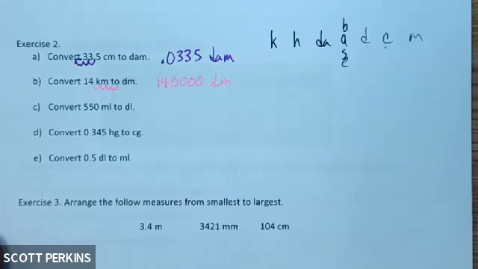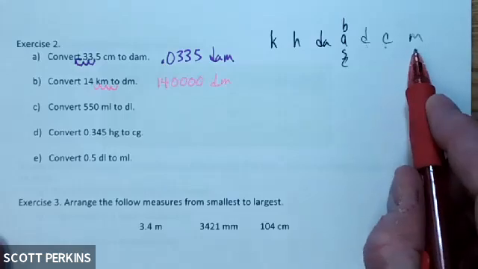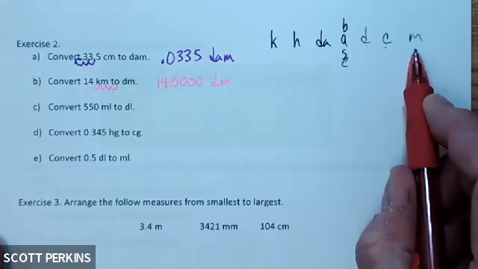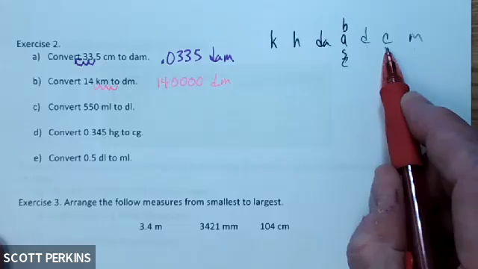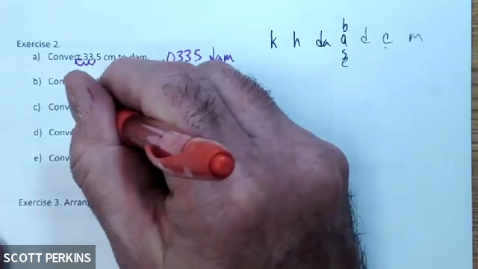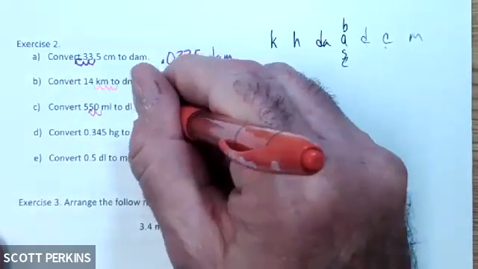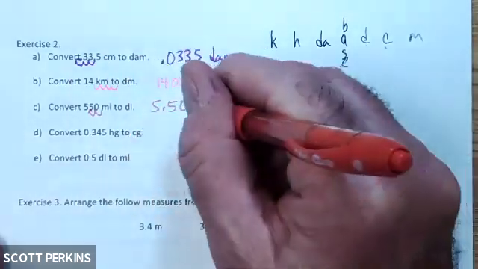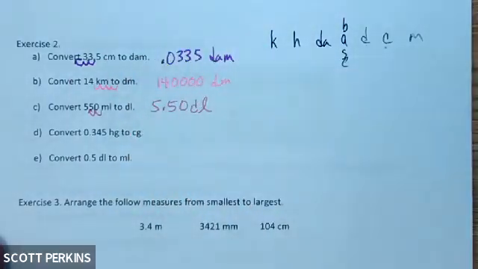The next one is 550 milliliters to deciliters. So here's milli down at the far right of my prefixes. I'm going to convert that to deci, so I'm going to go 2 to the left. I'm going to move this decimal 2 to the left, and I get 5.5 or 5.50 deciliters.